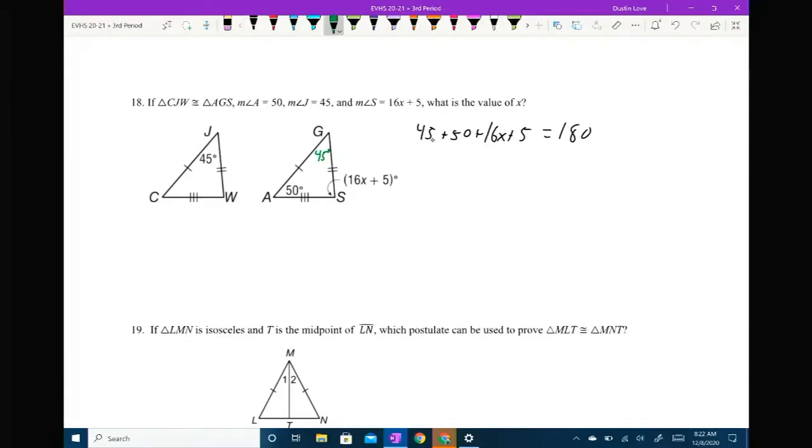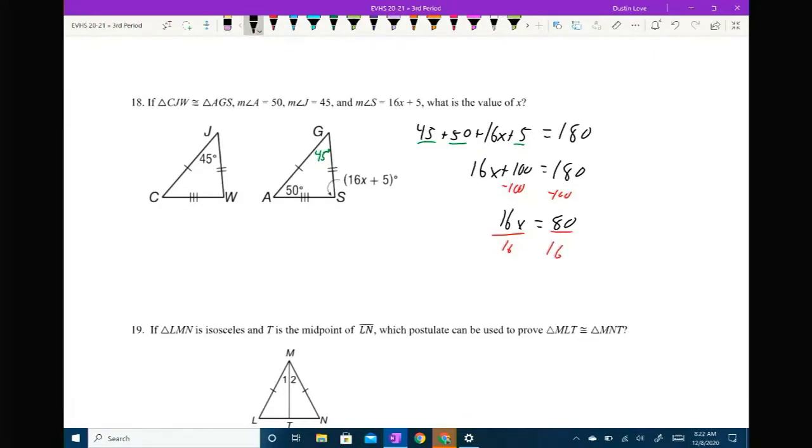So now I'm going to collect like terms of my constants. 45 plus 50 is 95, plus 5 makes 100. So I've got 16x plus 100 equals 180. Now we're going to subtract 100 on both sides, and that's going to give me 16x is equal to 80. And now we're going to divide both sides by 16.